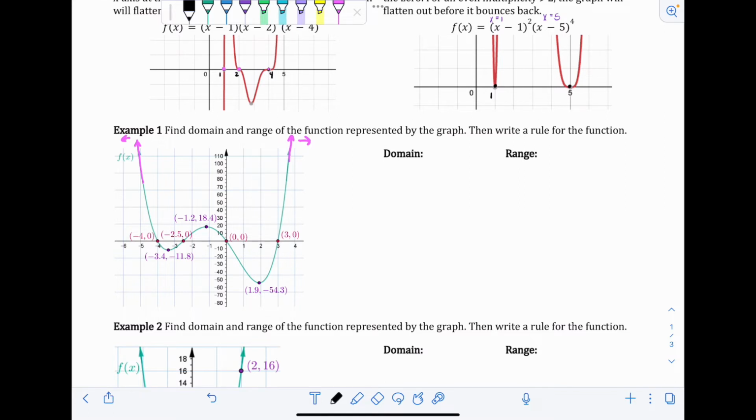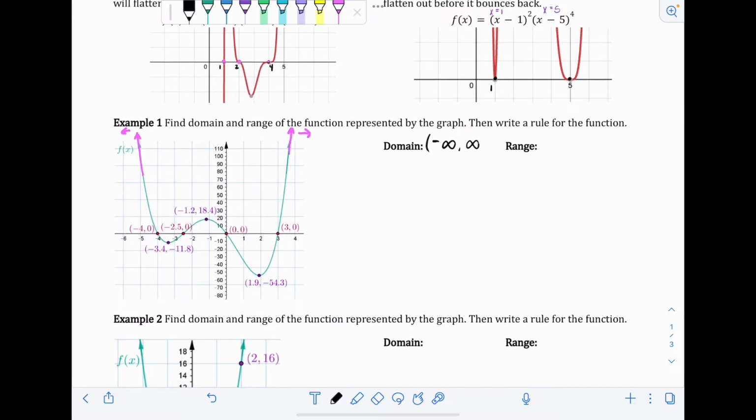I'm going to write it in interval notation. So between negative infinity and positive infinity. And remember, in interval notation, we use parentheses or brackets depending on whether we can include that number within our interval. We can't include infinities since they're not actual numbers, so we just put parentheses around those.